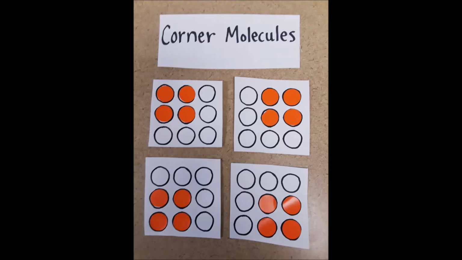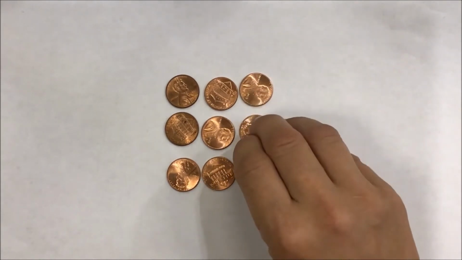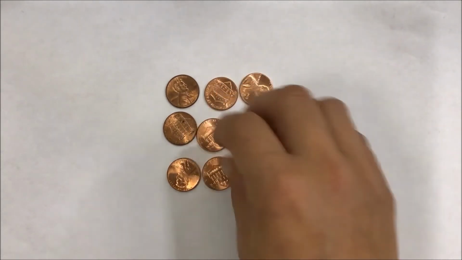You can flip over 4 coins grouped together at the corners of the grid. These are the corner molecules. The orange circles represent the coins I can flip over during one turn. Here is an example of me in action flipping a corner molecule.